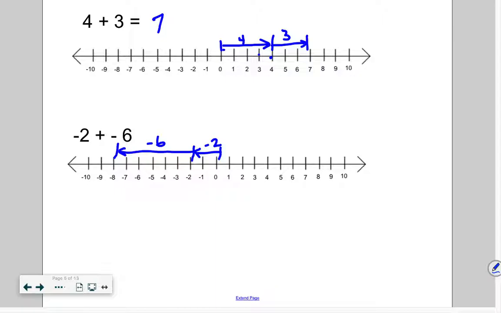You added 6 more negatives. So from a negative 2, you go 6 more negative lines to the left. What is a negative 2 plus a negative 6? It is a negative 8 for a solution. Questions on that?